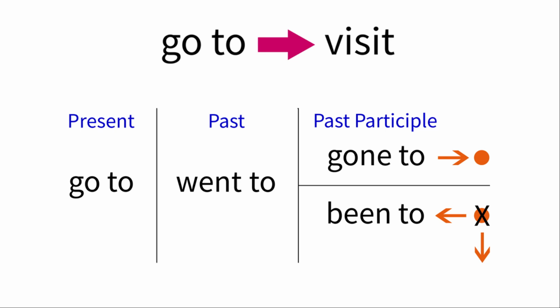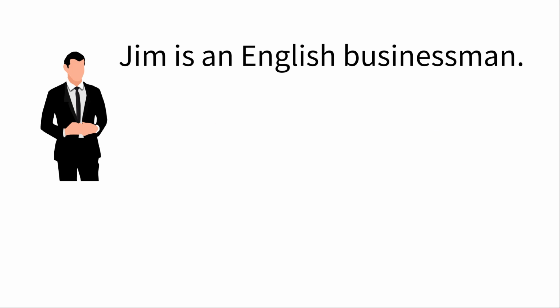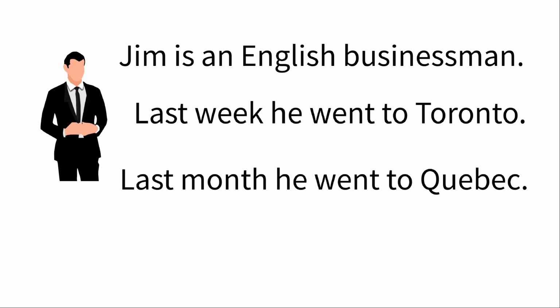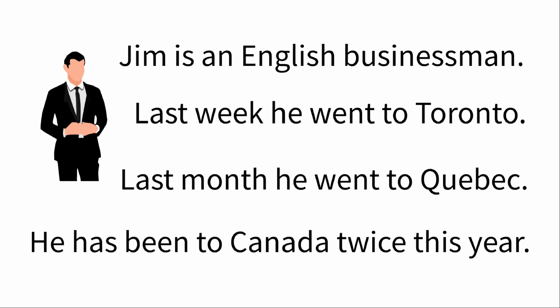Let's look at some examples. Jim is an English businessman. Last week, he went to Toronto, past tense, last week. Last month, he went to Quebec, again, past tense, last month. He's been to Canada twice this year. This year, the time isn't finished, therefore, he has been to Canada twice this year. Last month he went to, this month or this year he has been to.